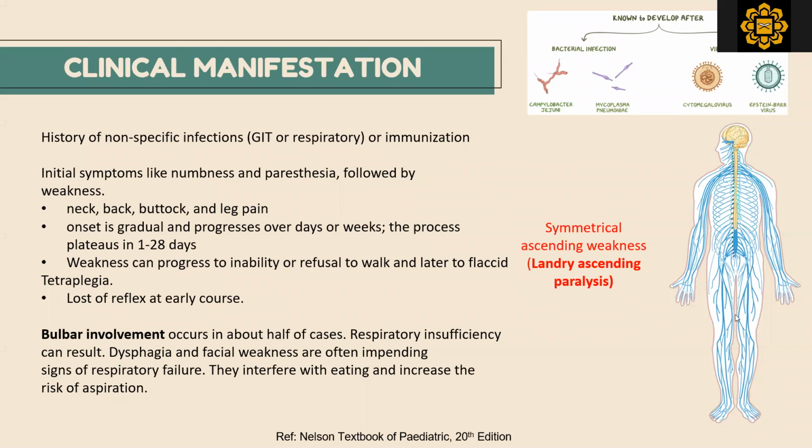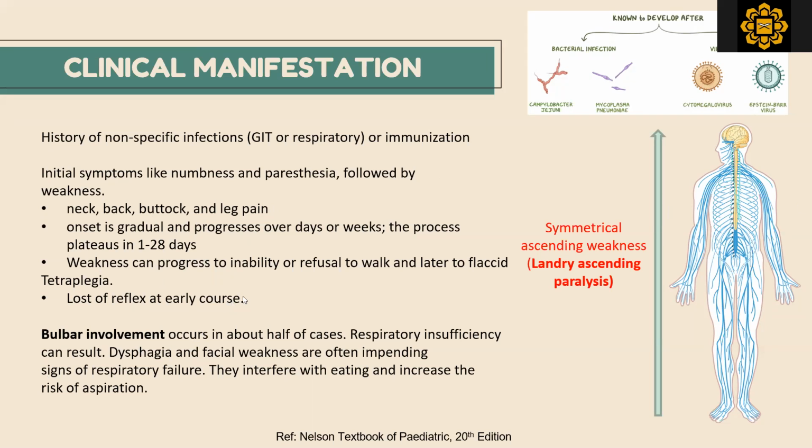And then the famous classical presentation is symmetrical ascending weakness. So usually it is leg weakness from below going up to here. If it involves the upper parts, we might be afraid of respiratory failure. The neck, back, buttock and leg pain can also occur. With paralysis, weakness can progress to inability or refusal to walk, and later on it can become flaccid tetraplegia if the involvement is up above the umbilicus.